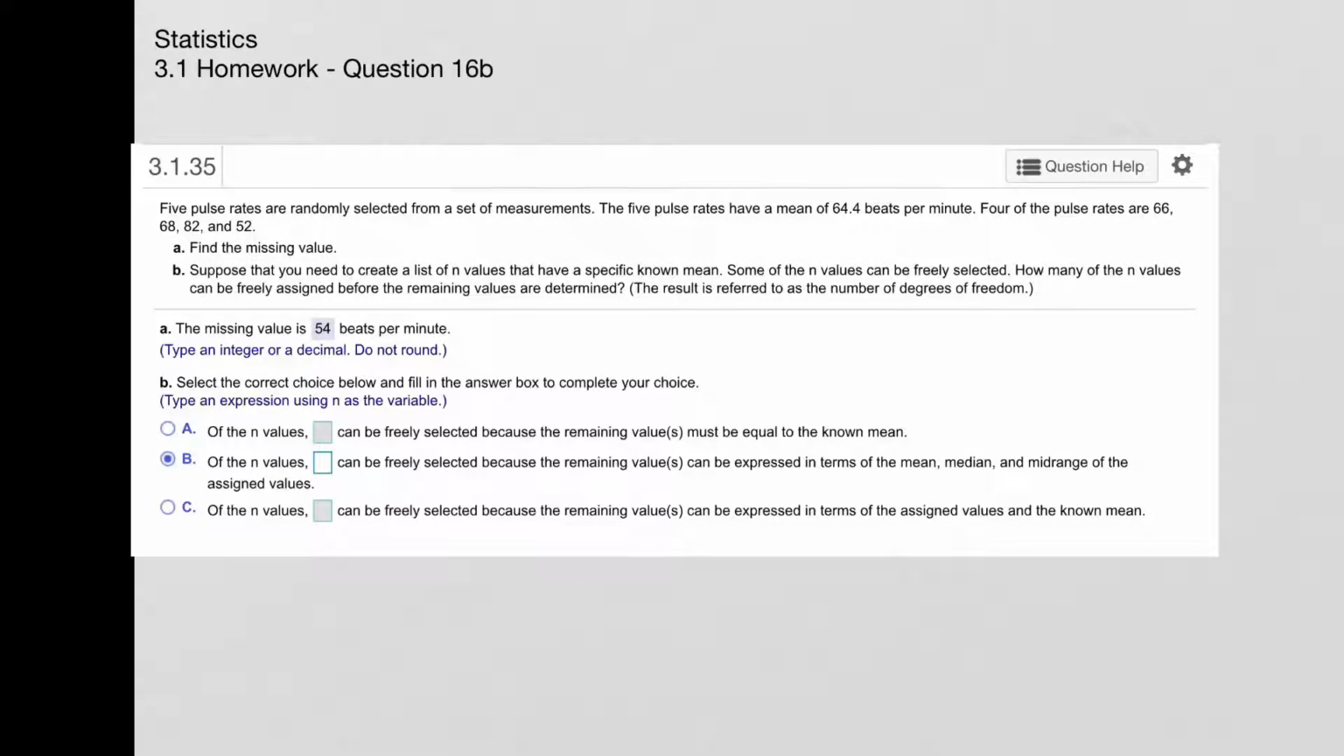In this problem, we're told that 5 pulse rates are randomly selected from a set of measurements, and those rates have a mean of 64.4 beats per minute. 4 of the pulse rates are given, and those are 66, 68, 82, and 52. So the first part of the question asks us to find the missing value.